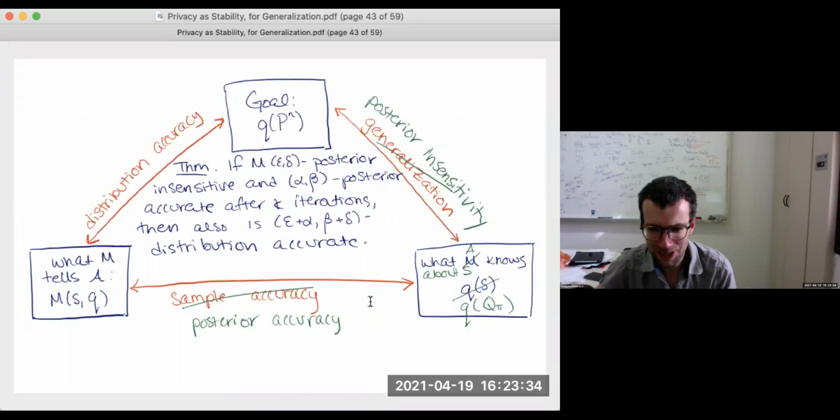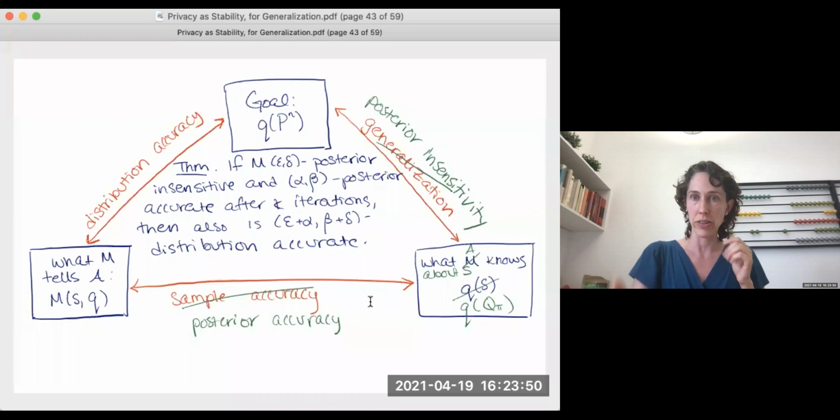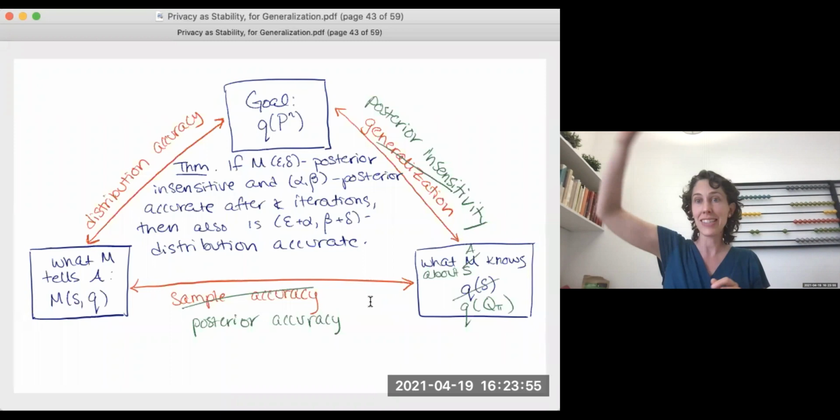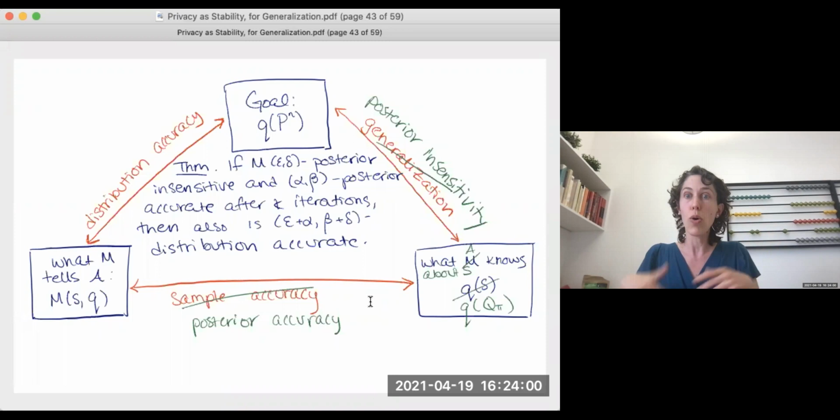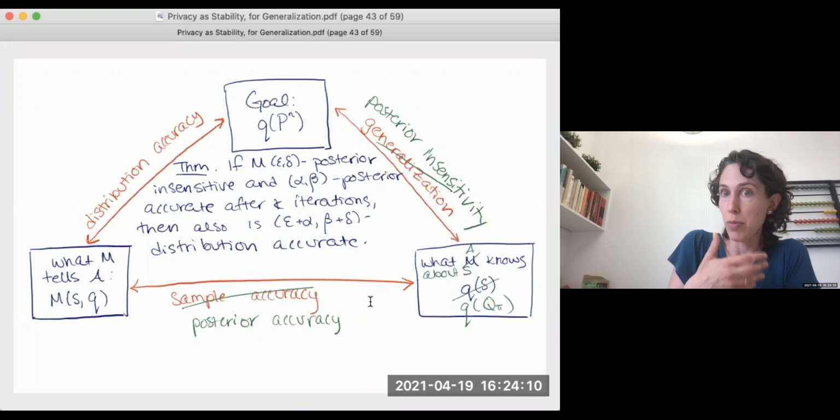Sorry. What is transcript pi again? A transcript is just a sequence of query answer pairs. So that's the outcome of the interaction between the mechanism and the thing that's asking the questions. You ask, I answer, you ask, I answer. And then that's the output. Question, answer, question, answer. An observer who only saw the questions and the answers could infer from that something about the database that I'm using to answer these questions.